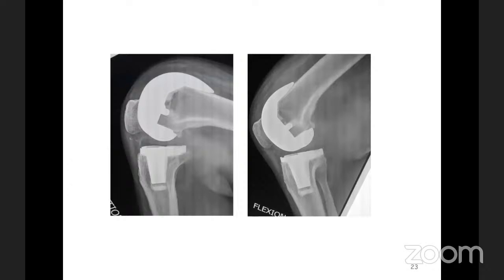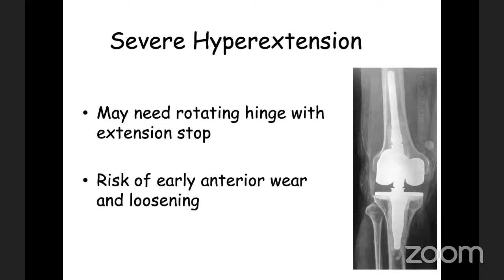That is an X-ray with posterior stress. As you can see, there is some posterior major subluxation there. In severe hyperextension, one really needs to use a rotating hinge with an extension bumper stop. The trouble is that if you use these hinges in a younger patient, you can certainly have a risk of anterior wear, wear of that bumper stop as well, and some degree of wear of the poly bushing as well, and early loosening. That is a big problem using this hinge in younger patients.